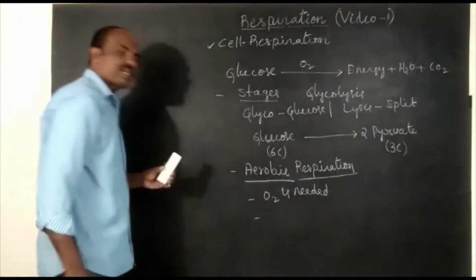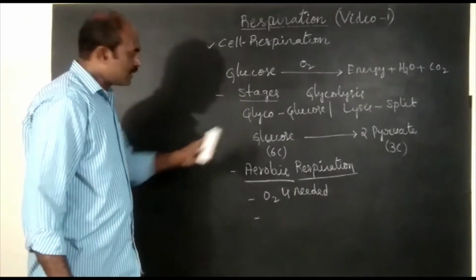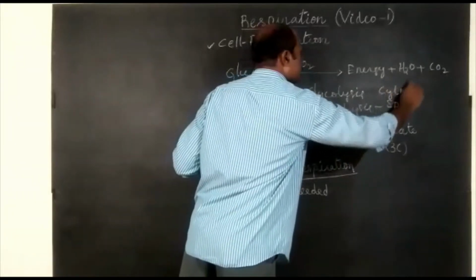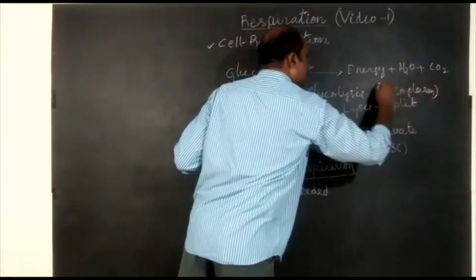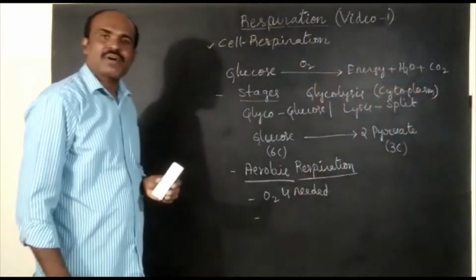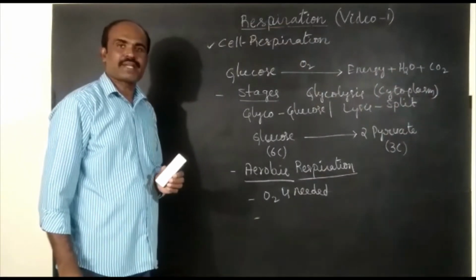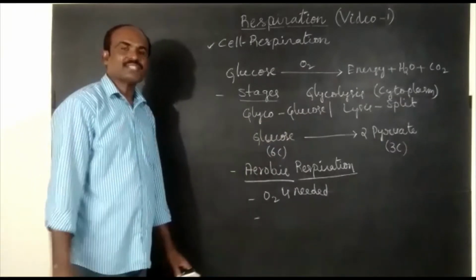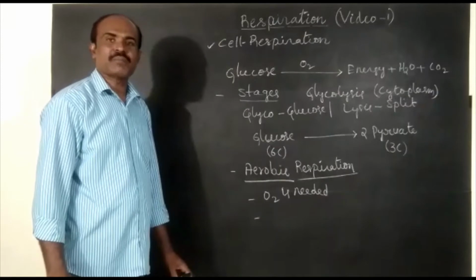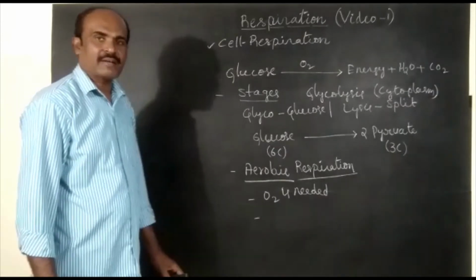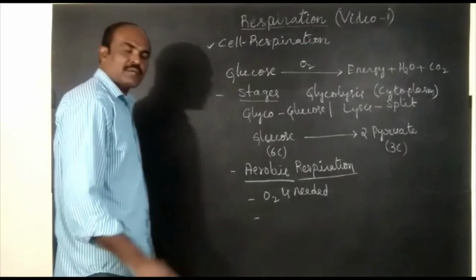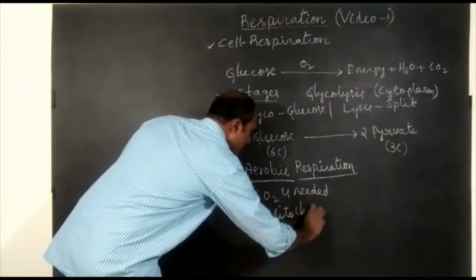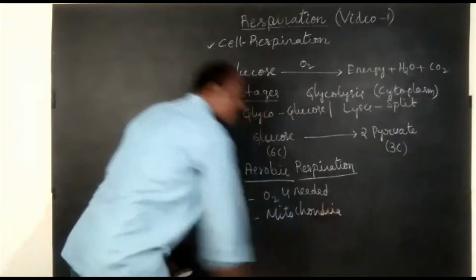Where does aerobic respiration happen? Glycolysis happens in cytoplasm. Glycolysis is common for both aerobic respiration and anaerobic respiration. After the formation of pyruvate, next stage, pyruvic acid undergoes complete oxidation in mitochondria. So in aerobic respiration, mitochondria involvement is there.